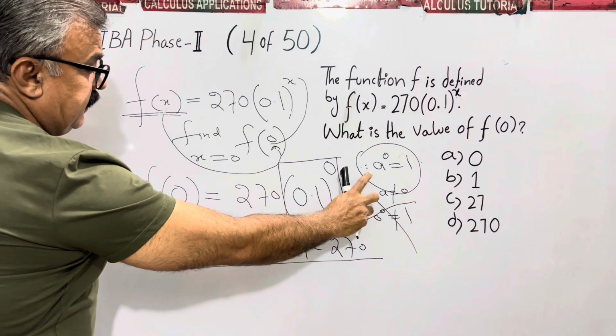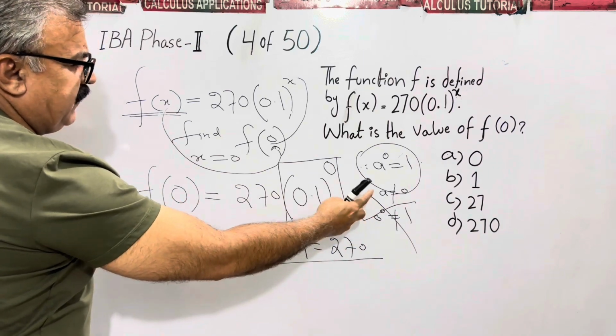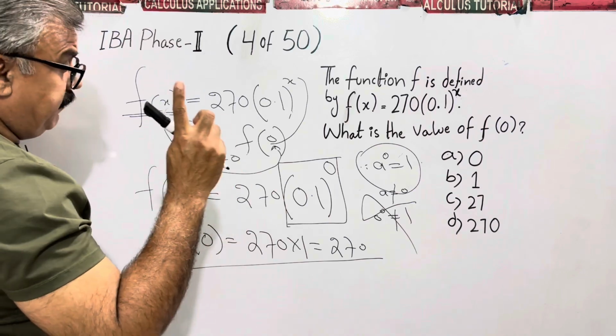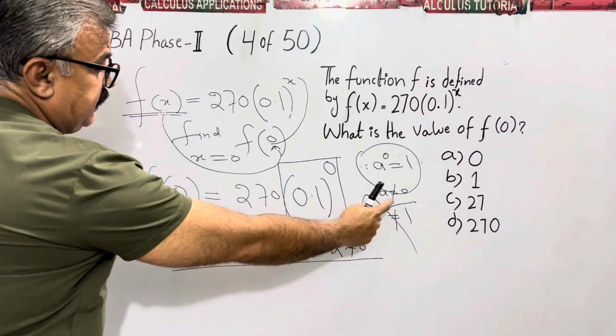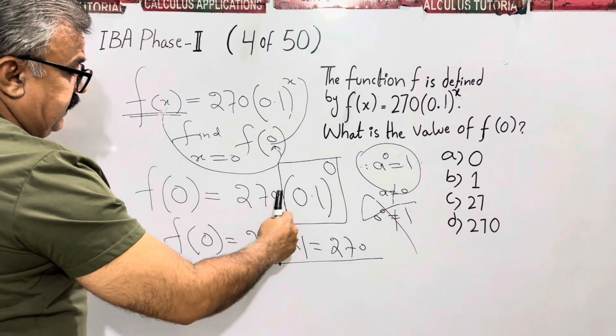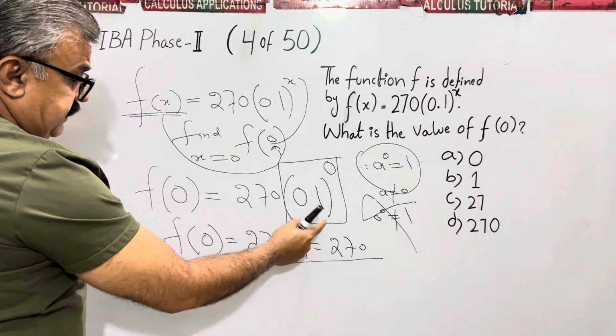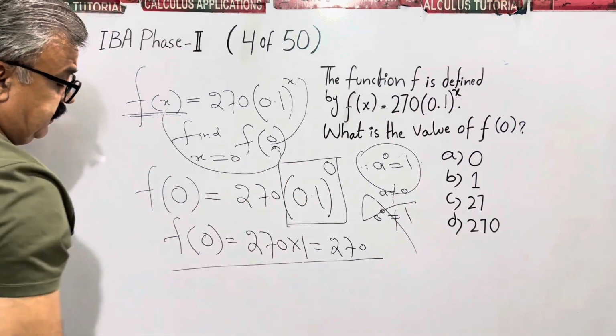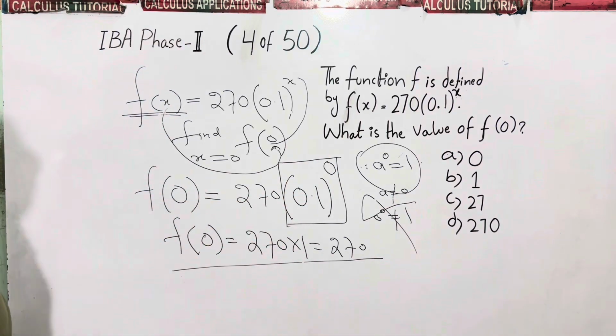Keep this tiny factor of mathematics in mind: a raised to 0 is equal to 1. But, a big but, if a is a non-zero quantity, then it's equal to 1. It is 0.1, a non-zero quantity. So instead of 0.1 raised to 0, I have written 1. 270 times 1 is 270.